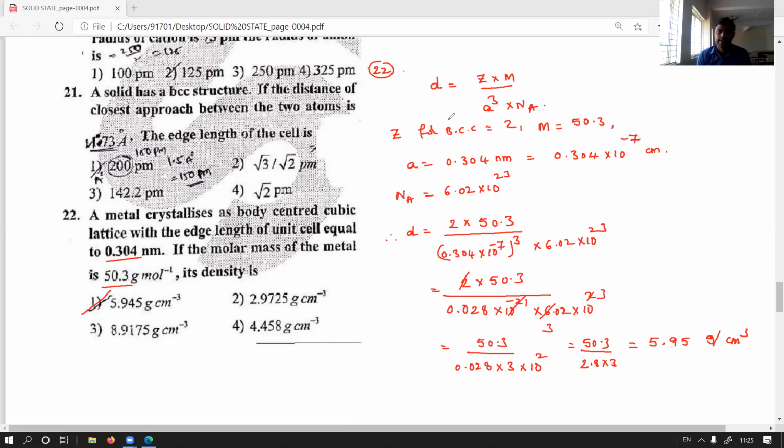So in this, they directly asked density. We know that the density formula D is equal to Z M by a cube into Na. The Z value they did not give, but we know very well for BCC Z is equal to 2, FCC Z is equal to 4, and simple cubic Z is equal to 1. Molar mass and a value they gave, and Na we know. Then we calculated the density. How much will it come? The density is equal to 5.95 gram per centimeter cube. Okay, let's see the next question.